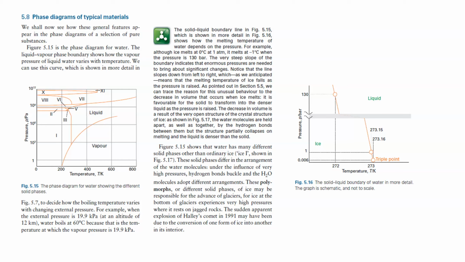The solid-liquid boundary line in figure 5.15, which is shown in more detail in 5.16, off to the right here, shows how the melting temperature of water depends on pressure. For example, although ice melts at 0 degrees Celsius at 1 atmosphere, it melts at -1 when the pressure is 130 bar. The very steep slope of the boundary indicates that enormous pressures are needed to bring about significant changes. Notice that the line slopes down from left to right, which, as we anticipated, means that the melting temperature of ice falls as pressure is raised.